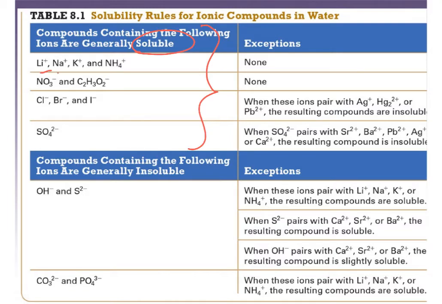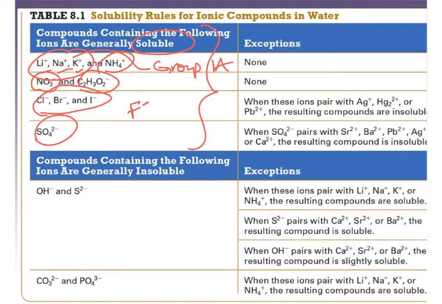Okay, so lithium, sodium, potassium, these are all group 1A metals. So if there's a group 1A metal, whatever it's coupled with, it's soluble, it doesn't matter. The same is true if the ammonium ion is there. All right, then some anions that are almost always soluble: nitrates, acetates, the halides. Notice that a lot of times fluoride is not soluble, and sulfates. All right, so this is probably the most important group to memorize. What are the ions that tend to make an ionic compound soluble?